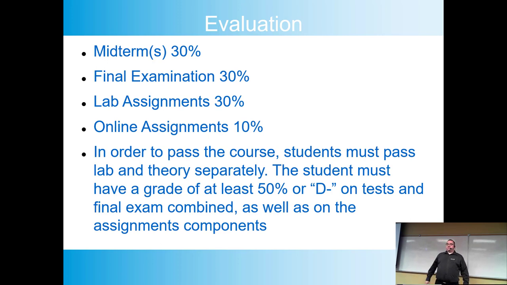In order to pass the course, students must pass the lab and theory separately. In other words, you must pass the midterm and the final exam on their own, and you must pass the labs and the online assignments on their own. So if you do 100% on the midterm and the final exam, but you don't do a single lab, guess what just happened to you? You may have 60% in the course, but you just failed.